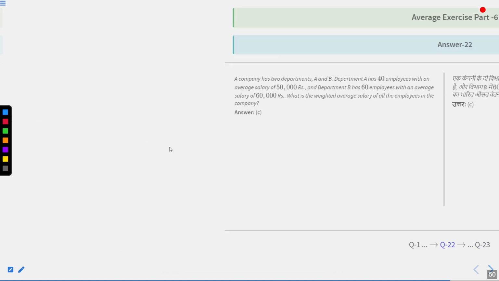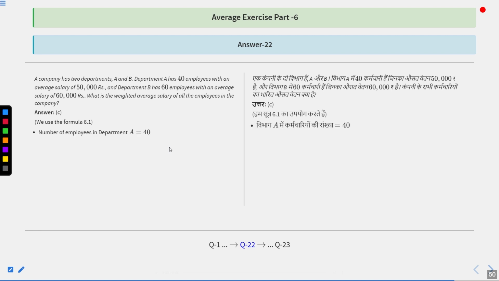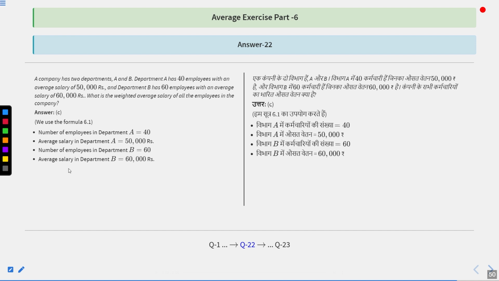Now time's up. Let's see the solution. We use formula 6.1. The number of employees in department A is 40. The average salary in department A is 50,000. It is given in the question. Same way, the number of employees in department B is 60. The average salary in department B is 60,000 rupees. So the total number of employees will become 40 plus 60, which is 100.